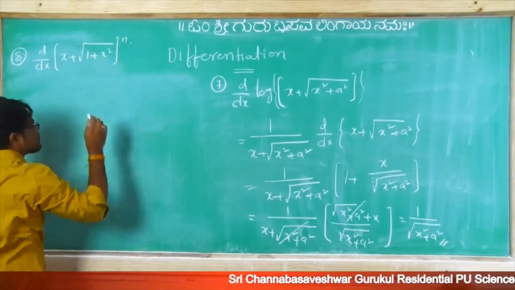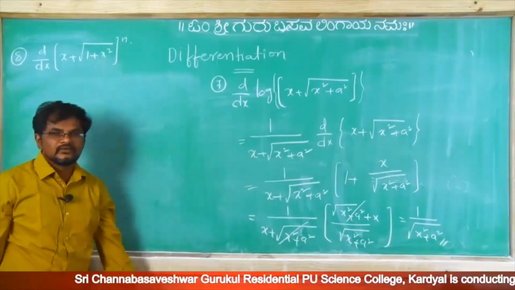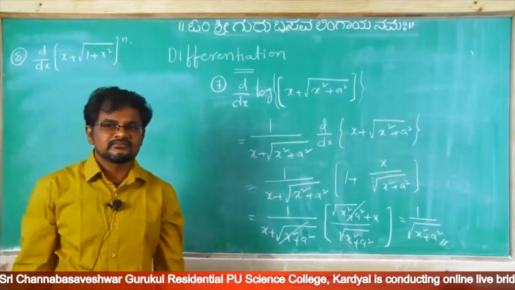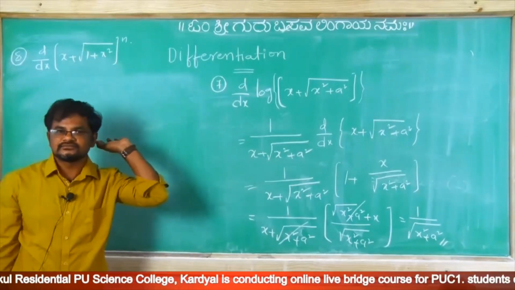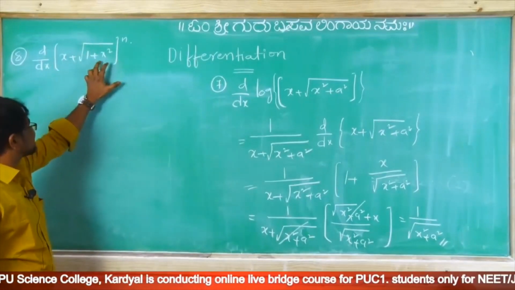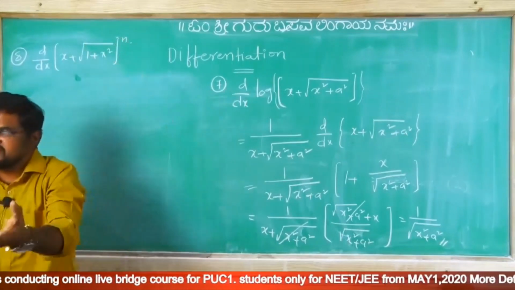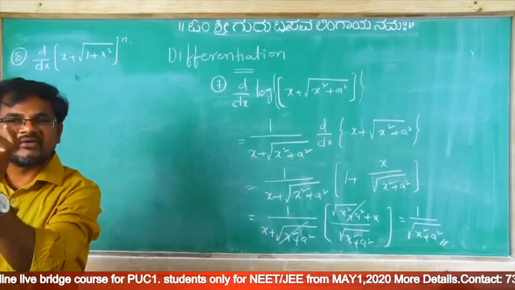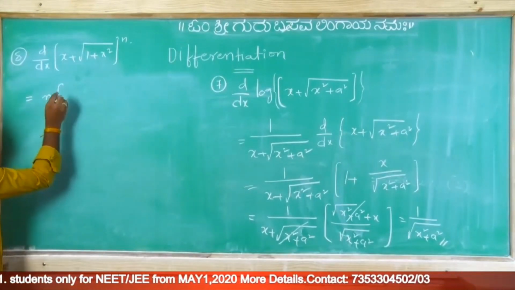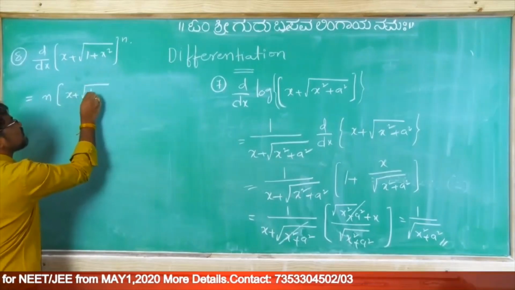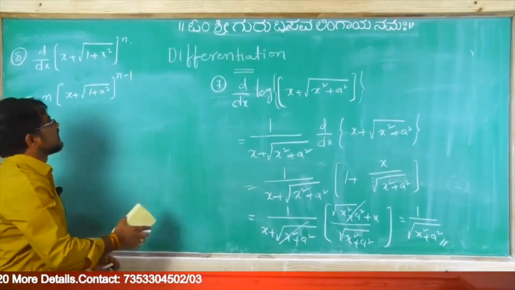Now this one is also the same as the previous problem only, but here log is there, here power is there. Now how to do this problem? First we have to observe what form it is in. If you take this as x, it is x power n. The differentiation of x power n is n into x power n minus 1. Apply that first. That is equal to n into x plus root of 1 plus x square, whole to the power of n minus 1. And next, what do we have to do?